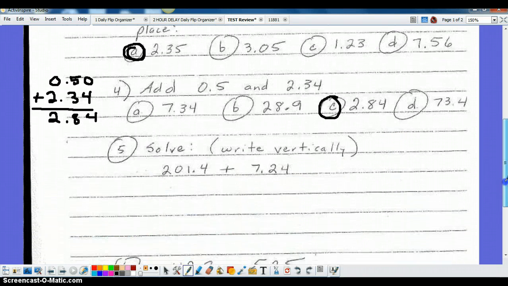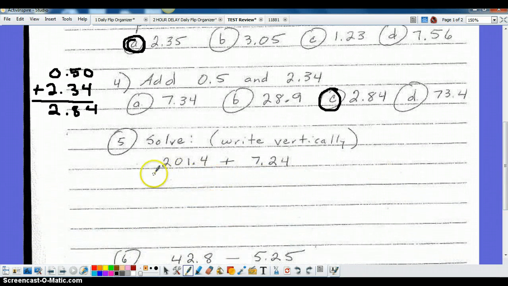Moving on, number 5. Solve. First of all, this is written horizontally, and I need to write it vertically because I need to line up the decimal point and fill in any holes that I see. In this case, I have a hole here, and I have 2 holes here. And then just add it.